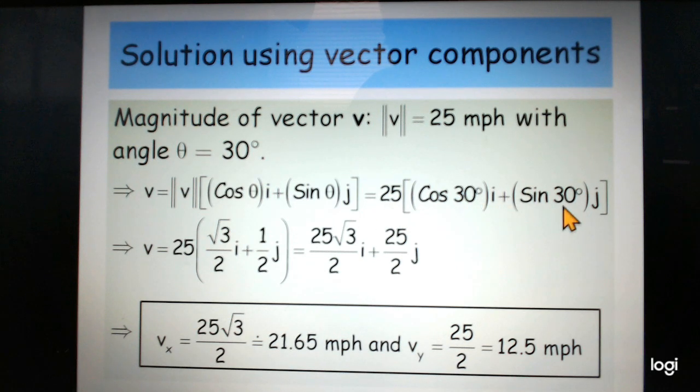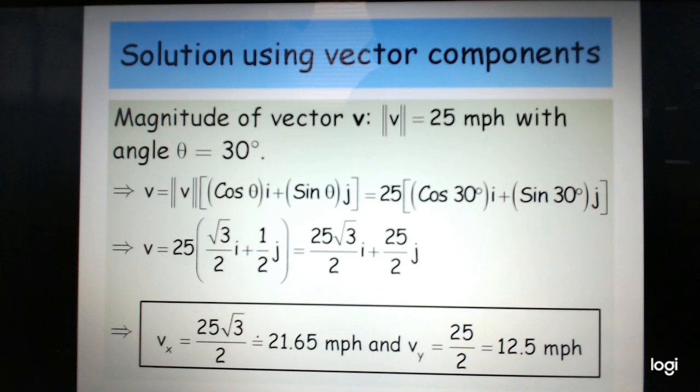So we're going to work these out. Sine of 30, we all know, is a half. Cosine of 30 is radical 3 over 2. We've done this many, many times. Okay, so this right here, radical 3 over 2 i plus 1 half j, corresponds to this part of the definition. And the 25 miles an hour is the magnitude. That's a scalar. We multiply it out, and this is what we get for the i and j components.